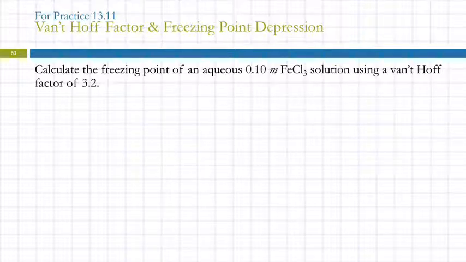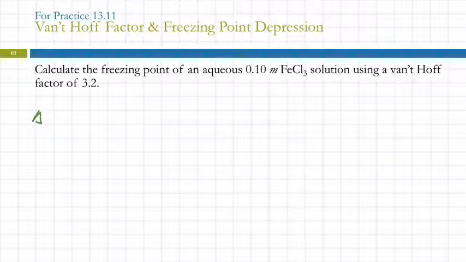Calculate the freezing point of an aqueous 0.1 molal iron 3 chloride solution using a Van 't Hoff factor of 3.2. The Van 't Hoff factor would be given to you. If it were not, then you would assume ideal behavior and it would multiply by 4, because theoretically there's 4 moles of particles per 1 mole of FeCl3.